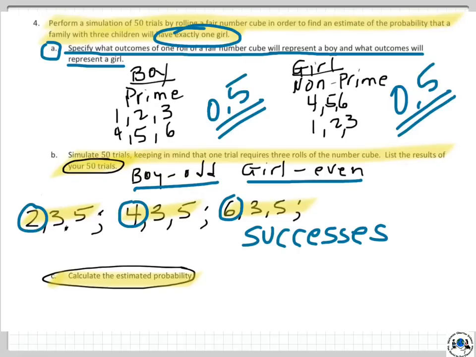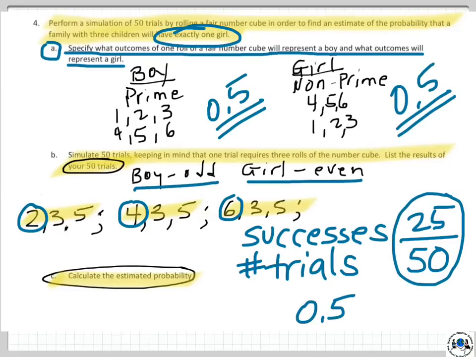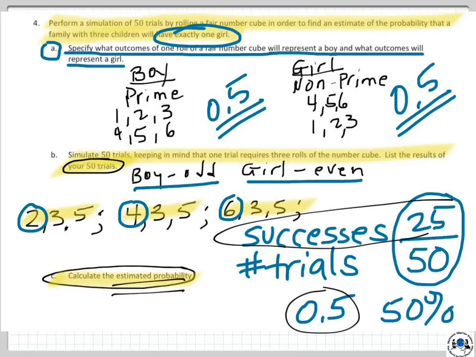Those would have been successes, and let's say I had 25 of those. I would have divided that by the number of trials. In this case, you were asked to do 50 trials. So that would have been my fractional probability, and that, of course, looks like this as a decimal, or like this as a percentage. That's how I would have calculated my estimated probability, and you would do the same: number of successes over number of trials. All right, so let's move on.